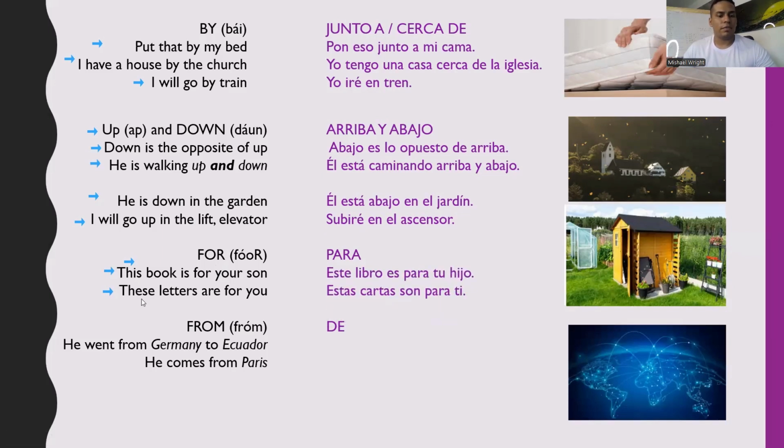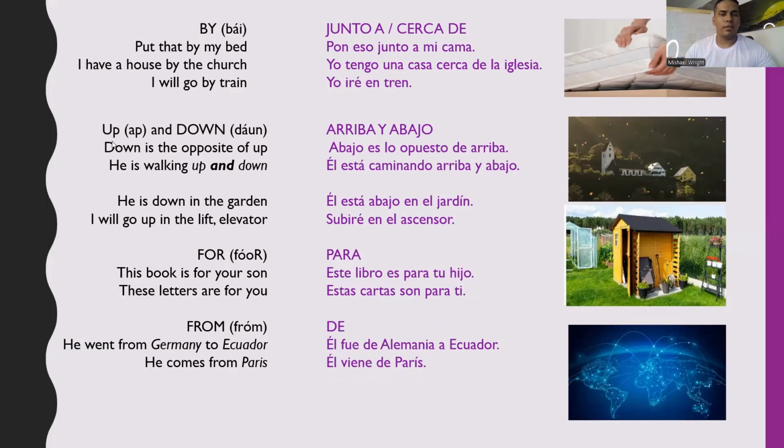So we also have from, which means origin, right? That is the difference between from and of. From is for origin mainly, right? When there is an origin. Of is for possessions mainly. He went from Germany to Ecuador. He comes from Paris. Okay, so the origin.